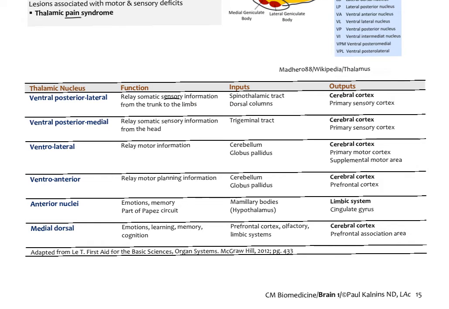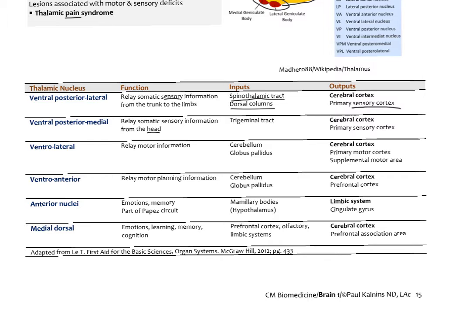The input is from what's called the spinothalamic tract and the dorsal columns, which we've already spoken about in the previous slides. And then the output from here would go to the cerebral cortex, to what's called the primary sensory cortex, where all the sensory information, conscious sensory information, is mapped. And then we have the ventral posterior medial thalamus, and that's a relay of somatic sensory information from the head.